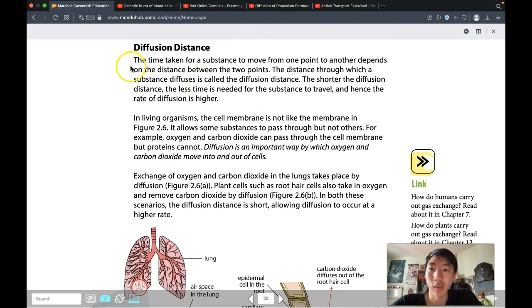Okay, so what is diffusion distance? Diffusion distance is basically the time taken for a substance to move from one point to another point.